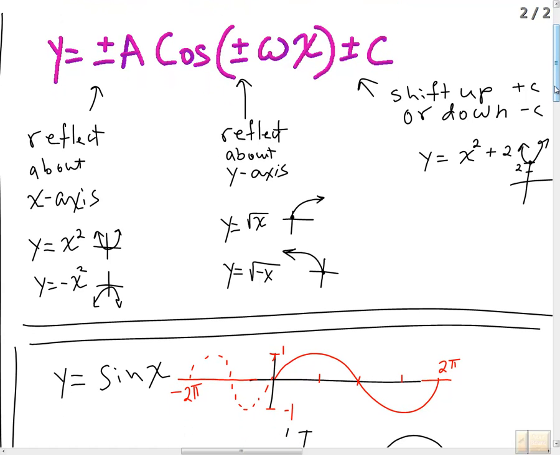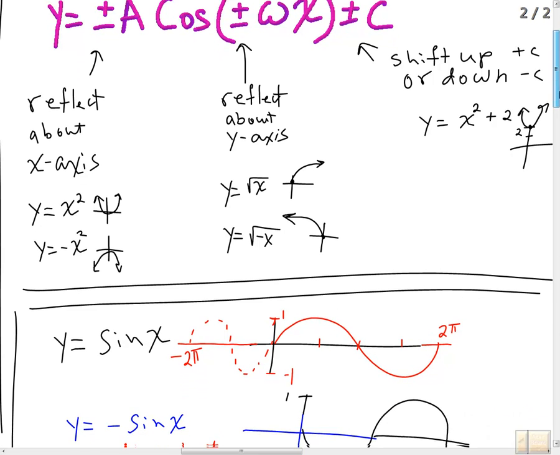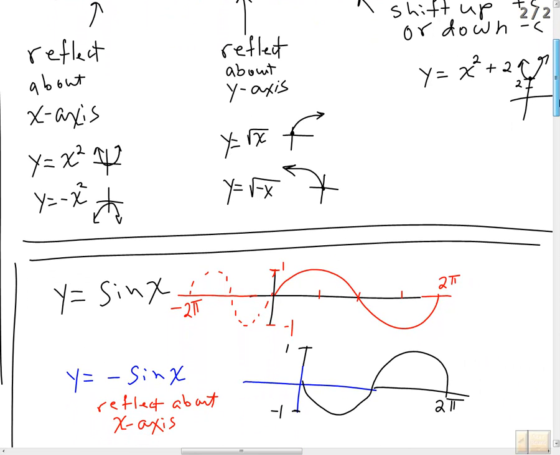Alright, so here's our parent graph for y equals sine x. And let's say we want to look at y equals negative sine x. Well, instead of coming up to pi over 2 and 1, because it reflects, now we're going to go down to negative 1 at pi over 2.